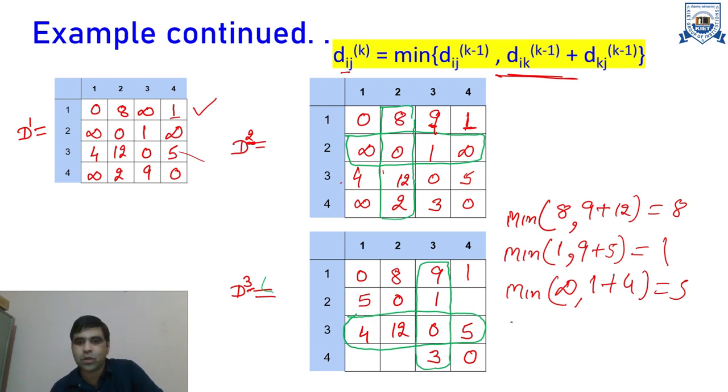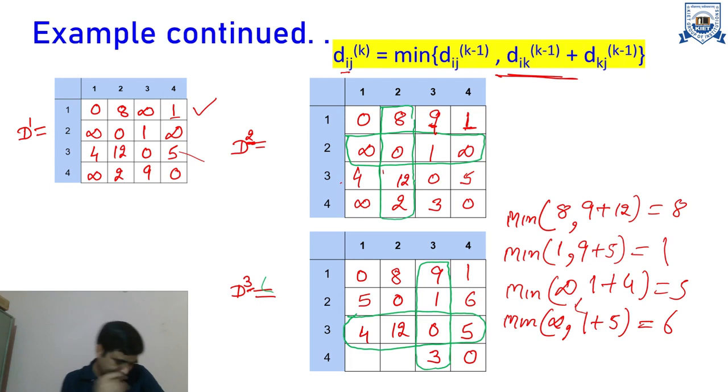Let's calculate this also, from 2 to 4. Earlier we have infinity. From 2 to 4 the direct cost is infinity, and from 2 to 4 using vertex 3, we'll go from 2 to 3 first, which is 1, and then 3 to 4, which is 5. So the minimum of these is 6. So the row is 5, 0, 1 and 6. Okay. Similarly, we'll calculate these two terms also, and they come out to be 7, 2, 7 and 2. You will calculate using similar logic.